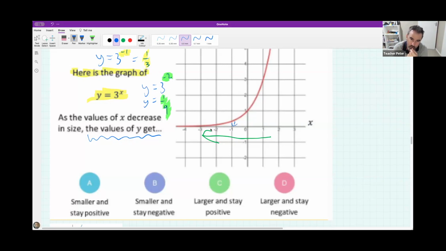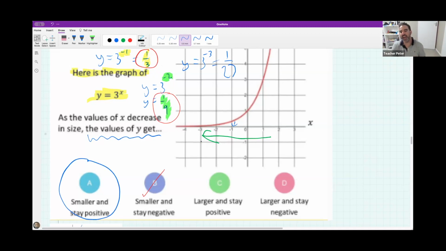So it's getting smaller and smaller, but I don't ever see it cut the x-axis. So it can never become negative, because even though it's getting smaller and smaller, it never jumps across the road. So even though I understand why a lot of you are saying B, it doesn't actually ever get negative, because if you look at its y value here, 1 over 3 is a fraction, but it's still positive. 1 over 9 is a fraction, but it's still positive. If I put a minus 3 in here, I would get 1 over 27. And that's really small, but it's still positive. And so it's smaller and smaller, but it's actually going to be A is the answer.